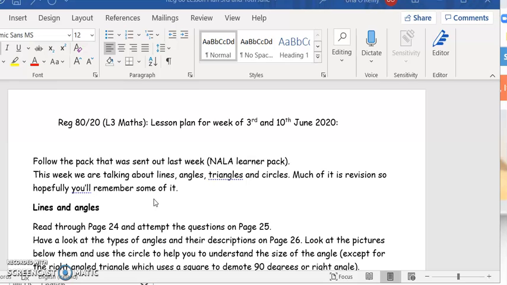We're going to follow the pack that was sent out in the post last week, the NALA Learner Pack. You already have it on email. And this week we're going to talk about lines, angles, triangles, and circles. Much of it is revision, so hopefully you remember some of it.